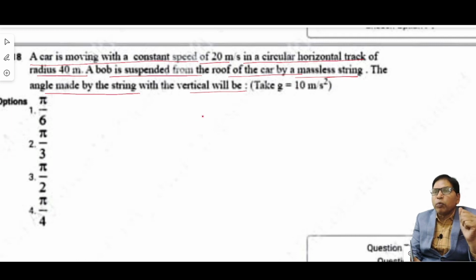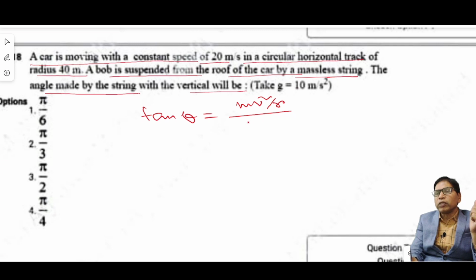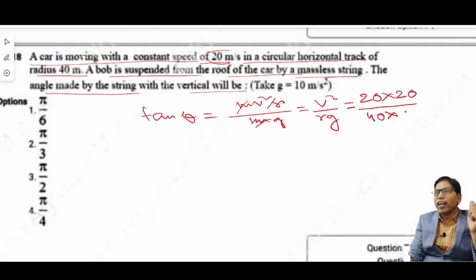Now look at this, here the vertical force is the weight. So tan theta is the horizontal force divided by vertical force. Now horizontal force is mv square by r, that is the centrifugal force, and vertical force is the weight mg. Now this and this cancel out, so this is v square by rg. Okay, no problem. Now V is 20 meter per second, so this is 20 into 20. R is 40 and g is 10. So 400 by 400 equals 1. Therefore, theta equals pi by 4. Okay. So option 4 is correct.